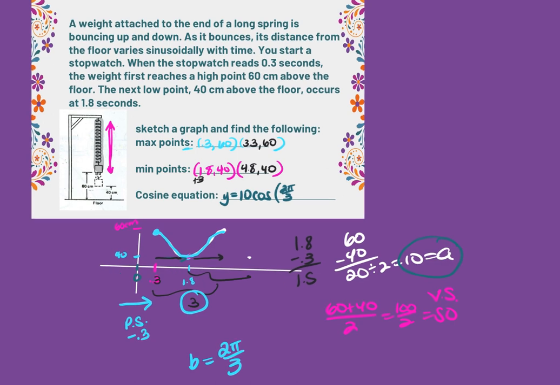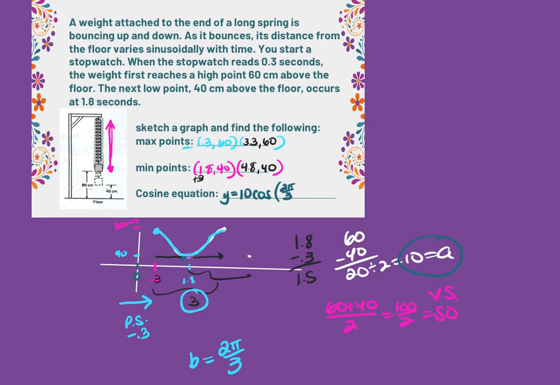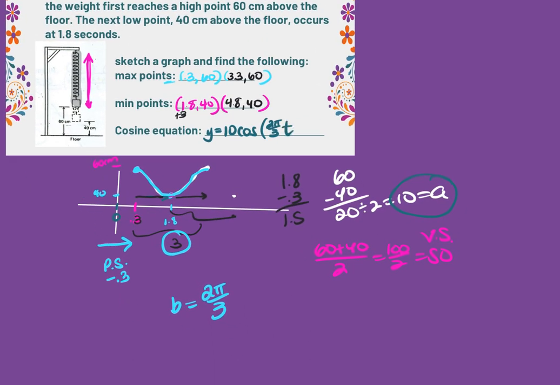My variable is time, so we can make it t or you can make it theta. You make it whatever you want, but let's make it t for time. Minus 0.3 for my phase shift, plus my vertical shift, which is 50. So 10 times cosine of 2 pi over 3 times (t minus 0.3), because I want to move it to the right 0.3, plus 50, which was my vertical shift, or where my midline is.